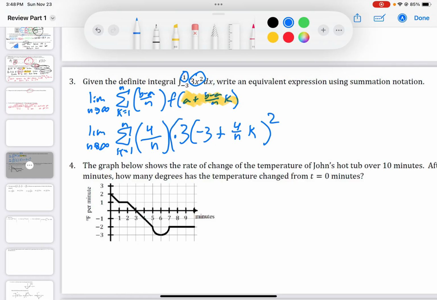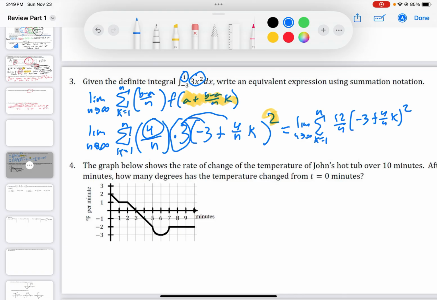So this 3, if this was a multiple choice, it'll be multiplied by the 4, but notice I can't distribute the 3 because of the square. So I would maybe rewrite it as the limit as n goes to infinity, summation, 12 over n, (-3 plus 4 over n k) squared. Be ready to have to manipulate that if it's a multiple choice question.